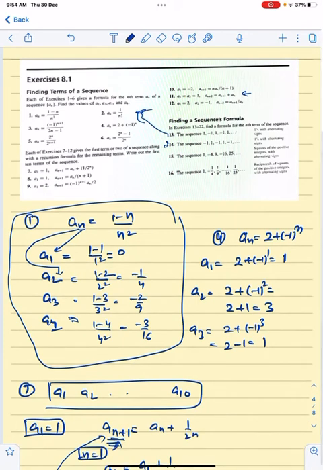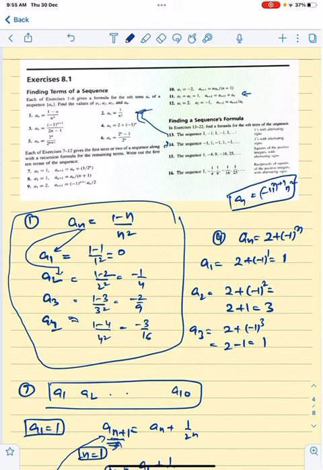So now we have the 15th question: 1, minus 4, 9. Again you have alternation in sign, that means the minus 1 raised to power n factor will be there. As we have a positive term first, I'll put minus 1 raised to power n plus 1, and the rest is 1 square, 2 square, 3 square. So it will be n square, the nth term. So this will be an, right?